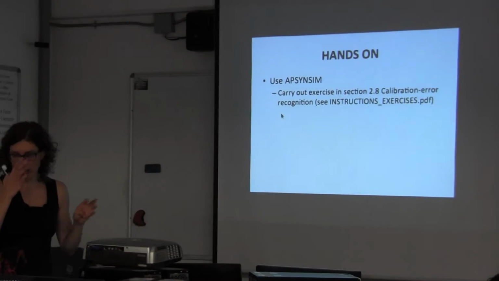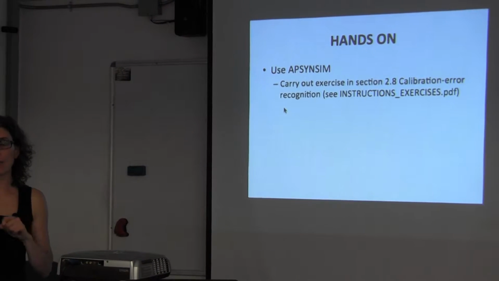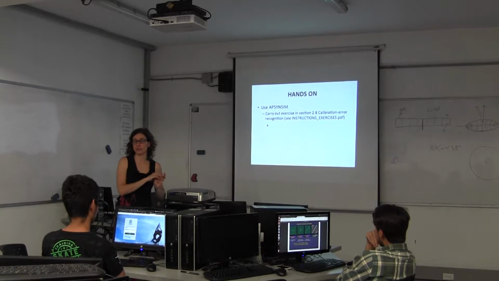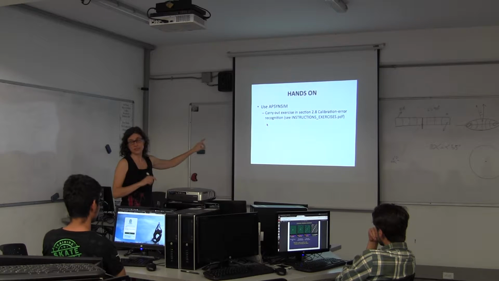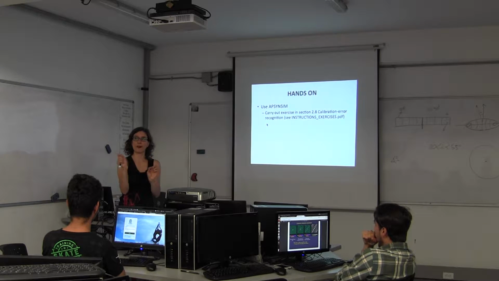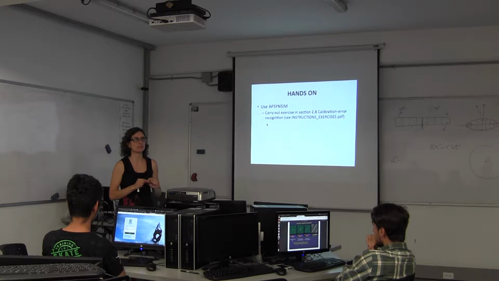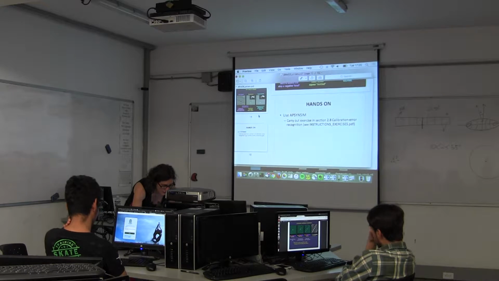Okay, and if you are really willing to play with the effects of amplitude and phase errors in your calibration, in your antennas, you can use apps in SIM, and it's explained in exercise 2.8. You can open AppSynSim and use some bars that are there to add errors in your antennas, and then you can see what happens in the image. This is a much faster way to see it than deducing ALMA data, but okay. So that's it for today.